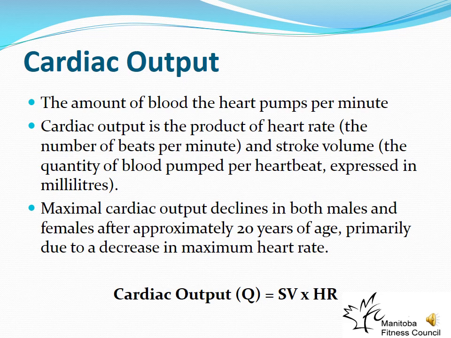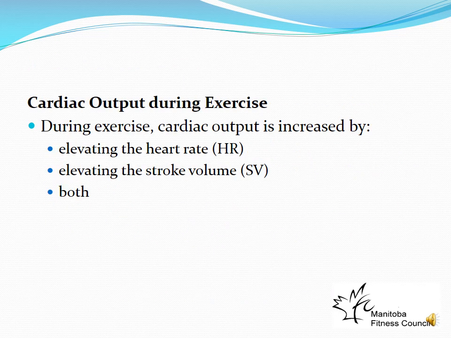So we'll look at this a little bit more. Our cardiac output during exercise increases because we'll elevate how fast our heart beats to get blood to the working muscles. Our stroke volume will also increase while exercising. So really it's a combination of both of them.